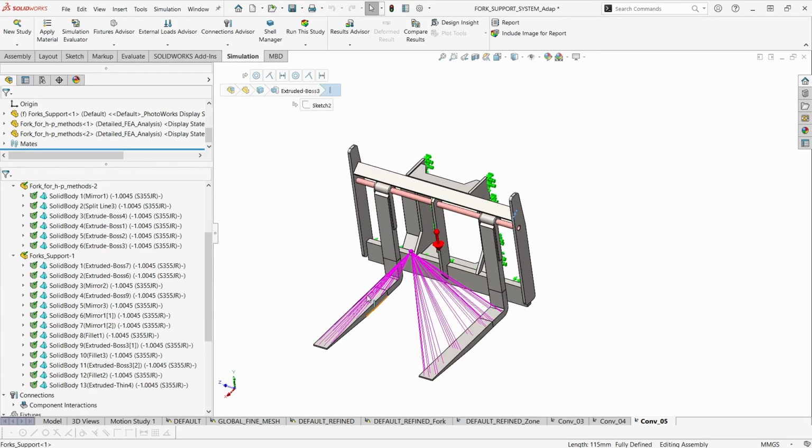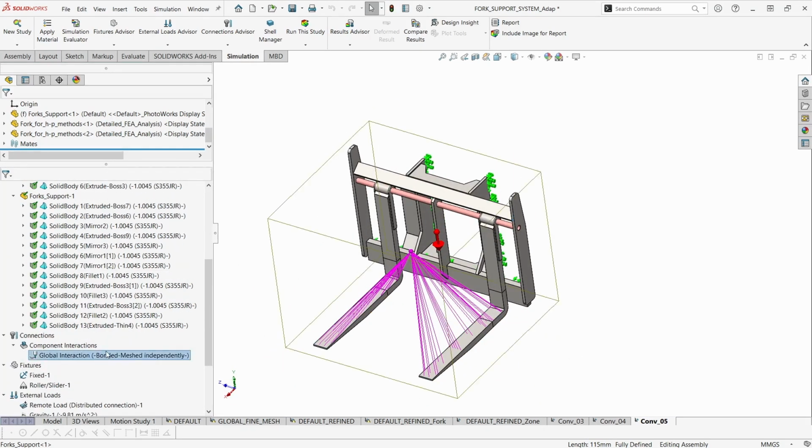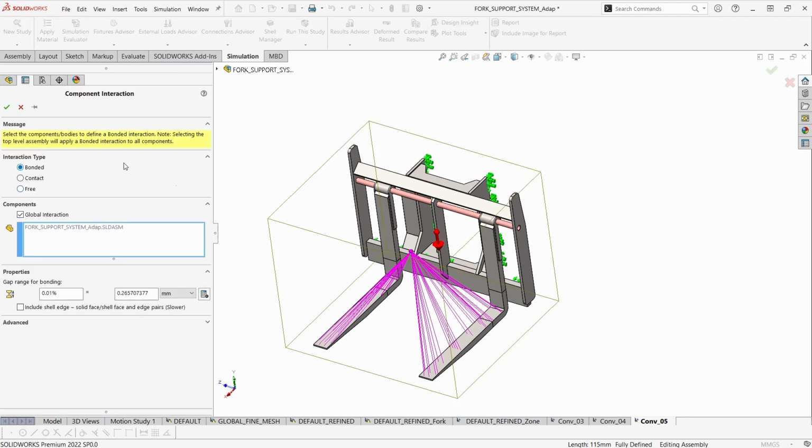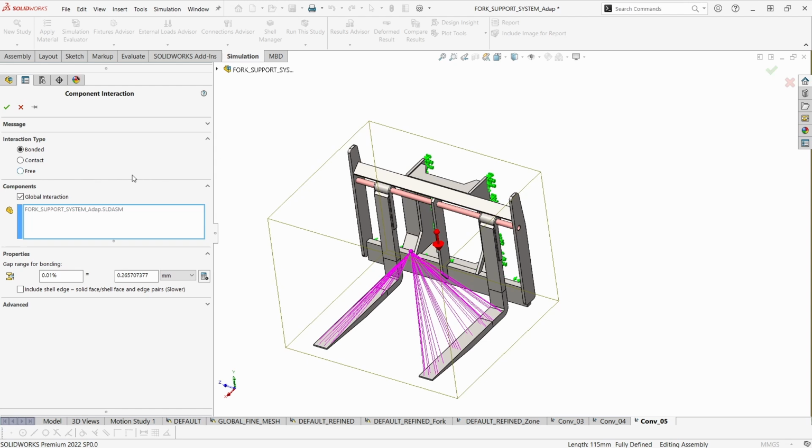If I go to connections and drop down the menu, here we see the global interaction that the software defines by default. This global interaction is type bonded. I can edit it, right click, and go to edit. We can see 3 options: type bonded, contact, or free. We can always change that.